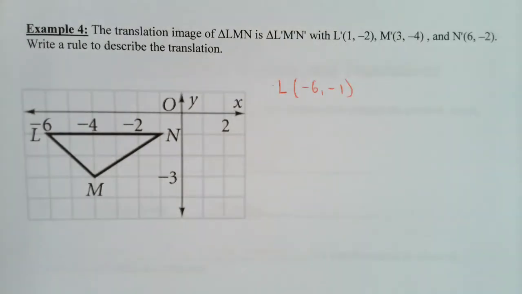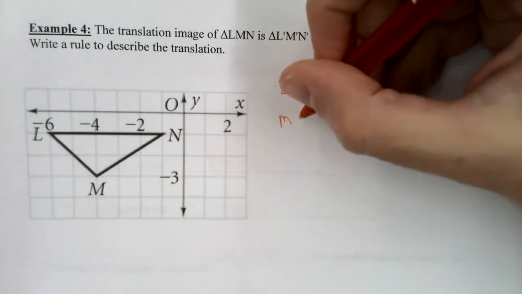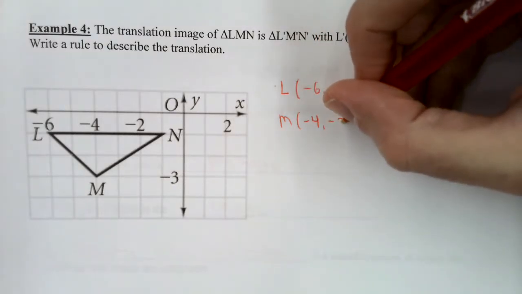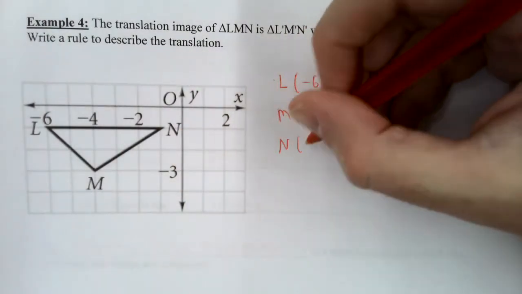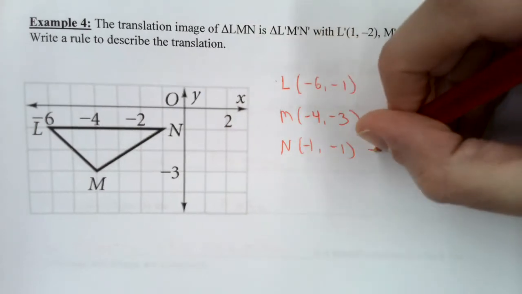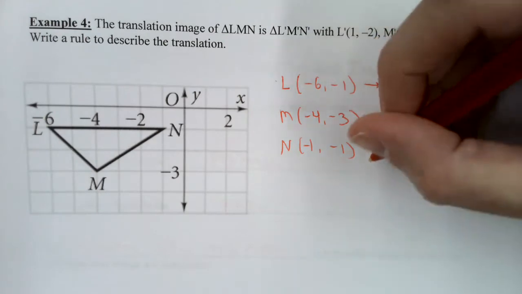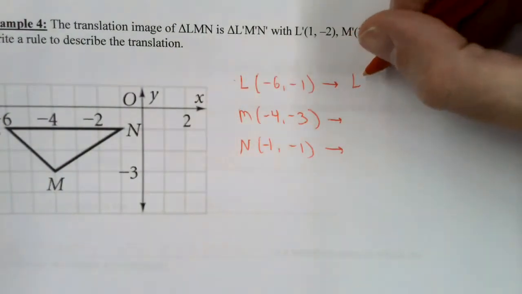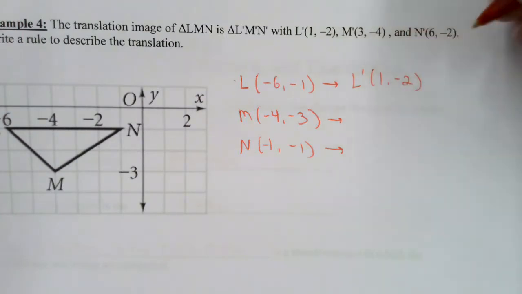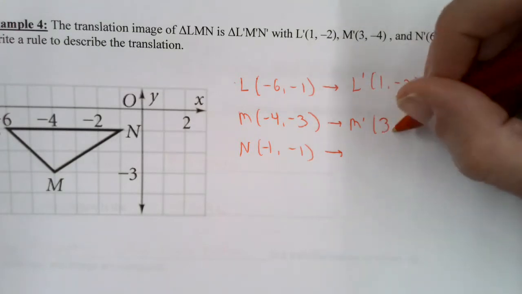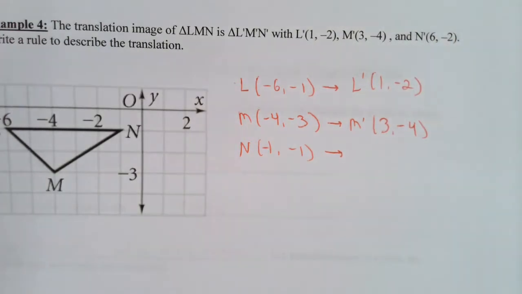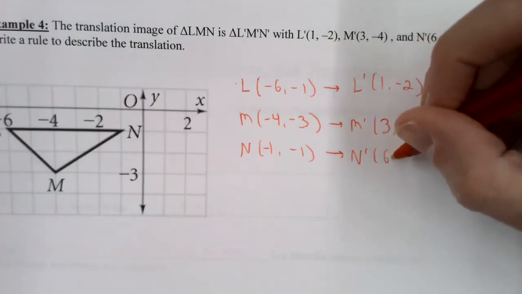Let's look at M. What are the coordinates of M? It's (-4, -3). Let's look at N. What are the coordinates of N? It's (-1, -1). And you don't have to write all this out, I'm just doing it for now. L is going to L prime, so I'm just going to copy that. M is going to M prime, which is (3, -4). That's given to me in the directions. And N is going to N prime, which is (6, -2).